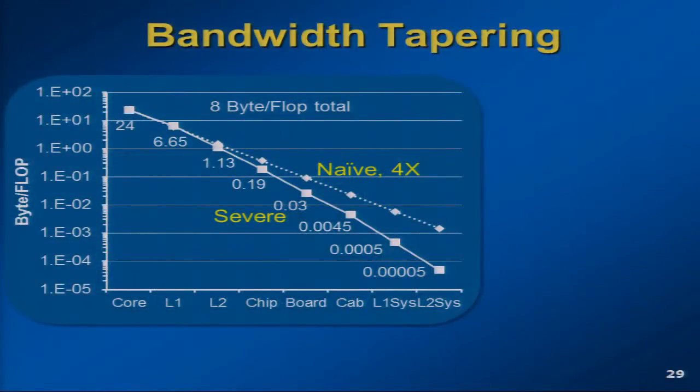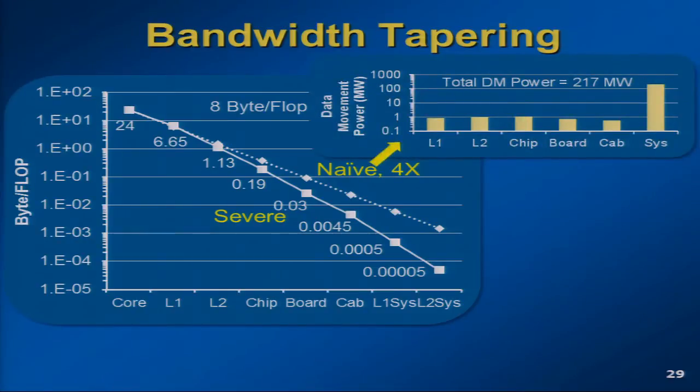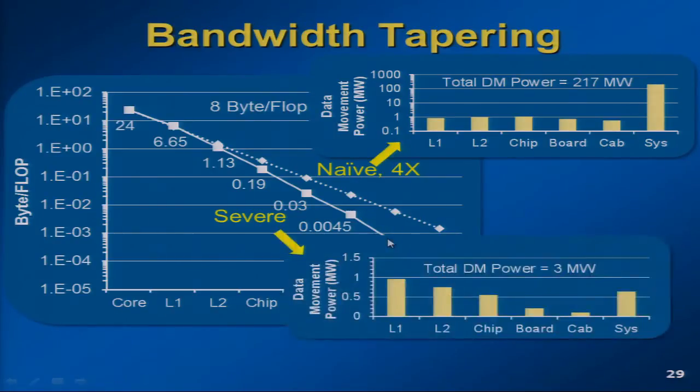And this shows, it's a complicated diagram, but the different levels of hierarchies, all the way from the core to the first level, second level, chip level, board level, cabinet level, system level, and the amount of data that you're going to move per operation. This is what John wants without any tapering, right? This is what we want. Start with the 24 byte per operation at the ALU level and then start tapering it down very naively. Well, this costs you 217 megawatts. This is what I can afford as a hardware designer, which is of the order of 1 megawatt or 3 megawatts. Somewhere in between is the truth.